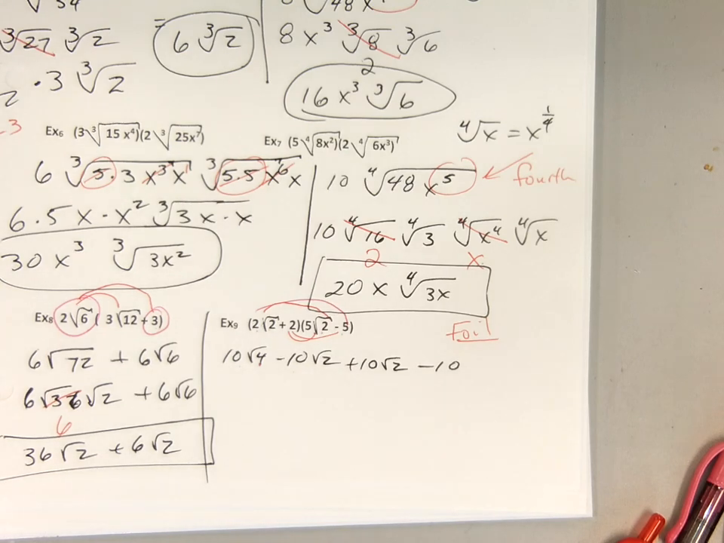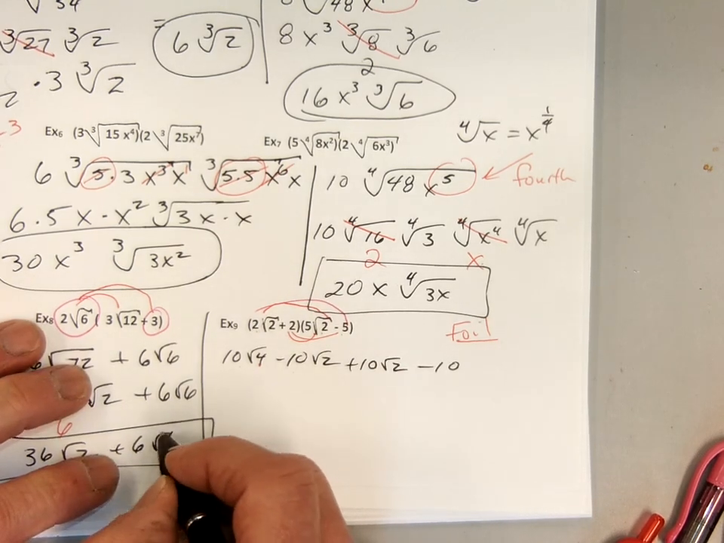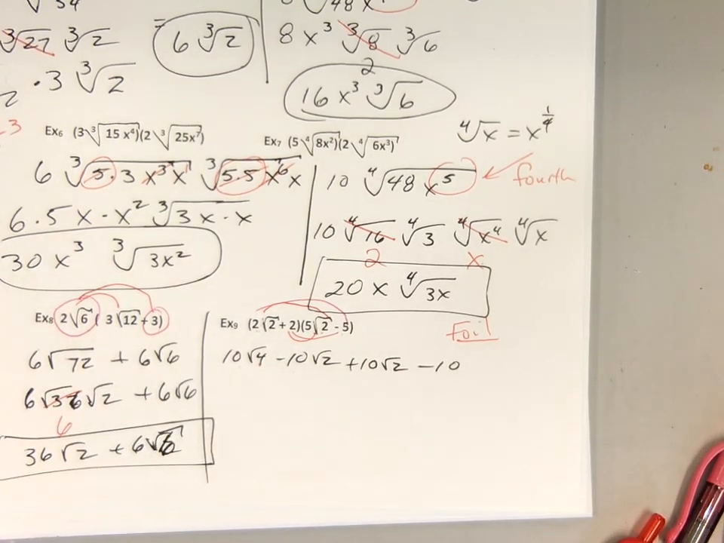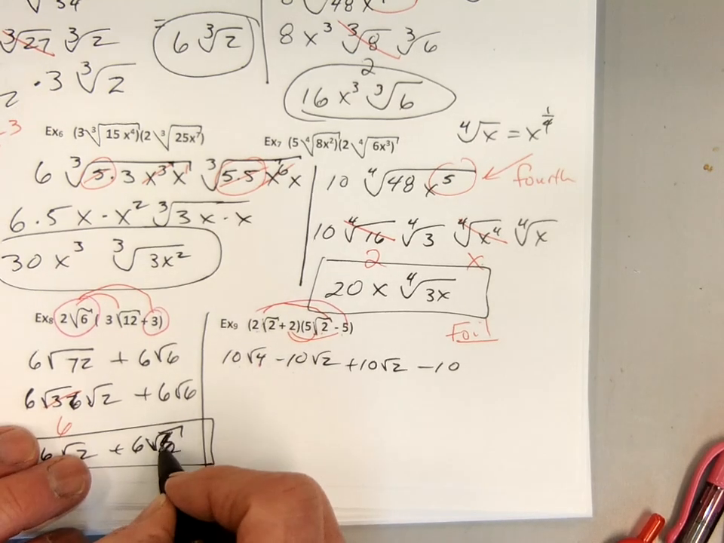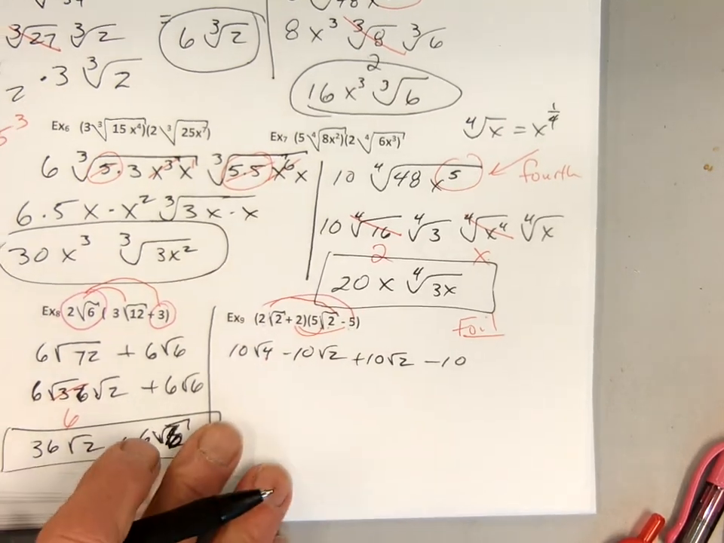Yeah, Reese? On the last one, is it supposed to be plus 6 square root of 2? No. Thanks, Reese, for always finding my mistakes. I appreciate you, Reese, a lot. Yes, thank you, Reese. I'm glad you're here, Reese.